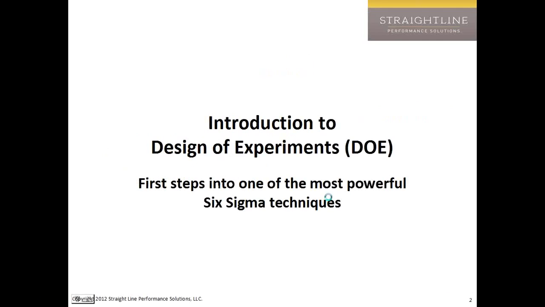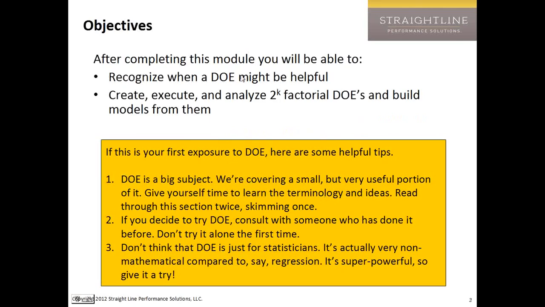So there it is, Introduction to Design of Experiments. Now, I just want to let you know that what we're doing in this is really introducing you to it. I want you to get when a DOE might be helpful. Notice might, okay? Doesn't mean you always have to do a DOE. I want to emphasize that. Not all black belt projects have a DOE in them. Okay, that's number one. Number two, I would like you to be able to create, execute, and analyze what are called 2 to the k factorial DOEs.